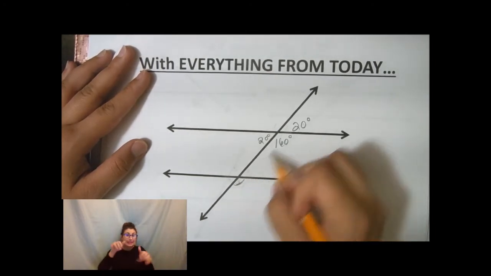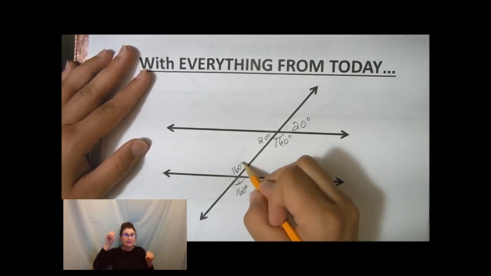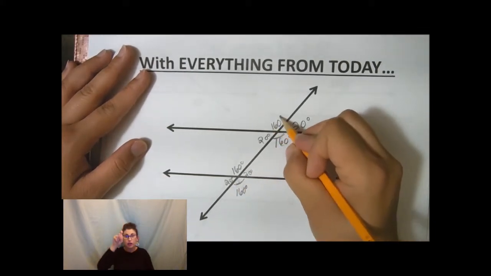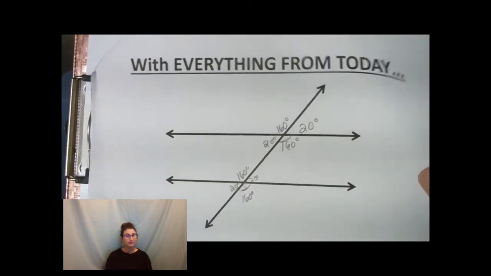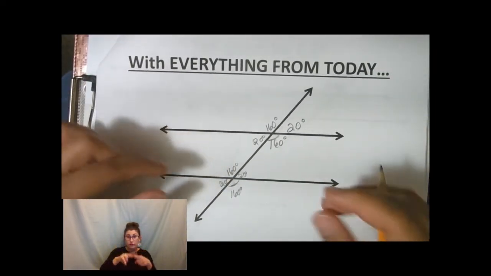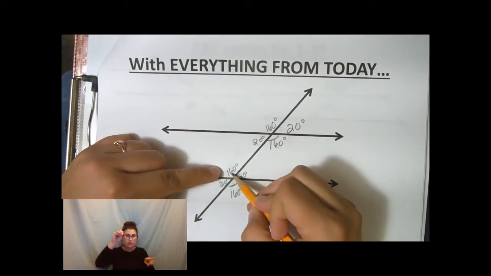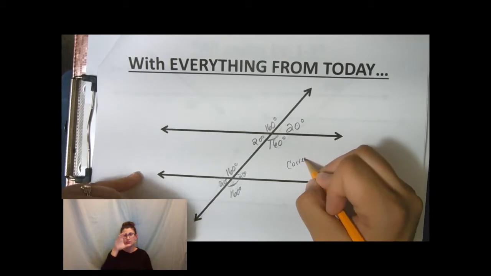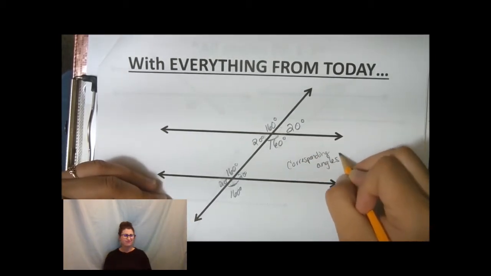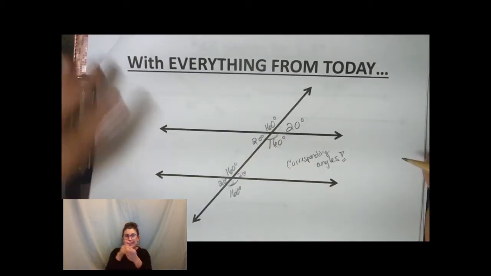It's in the same position as this one, so it should be 160. So that means this is 160, this is 20 degrees, this is 20 degrees, and this one is 160. The vocabulary word that we're using for why this is 160 and this is 160 is corresponding angles. They have the same degree measurement and they're in the same exact position.